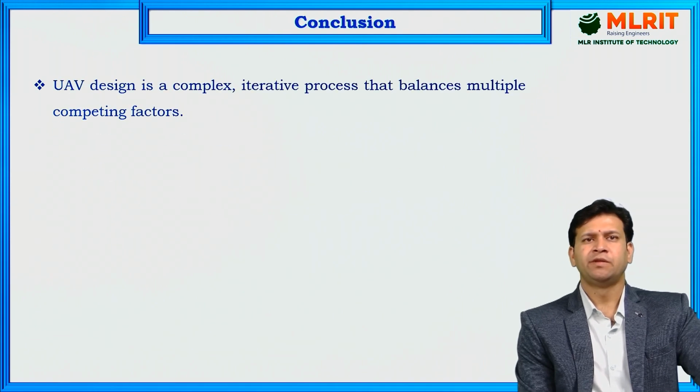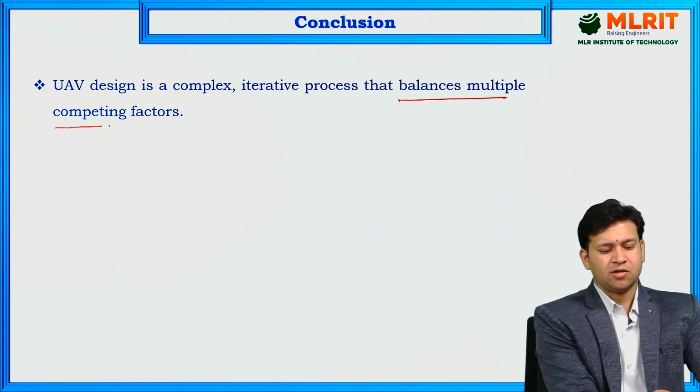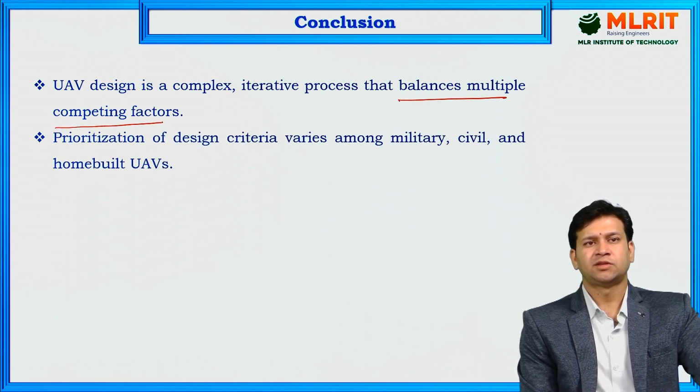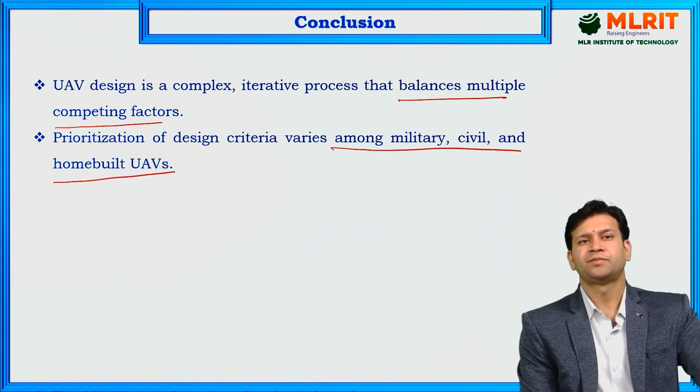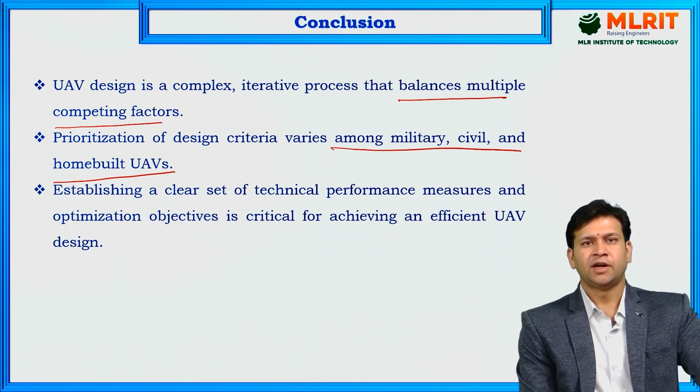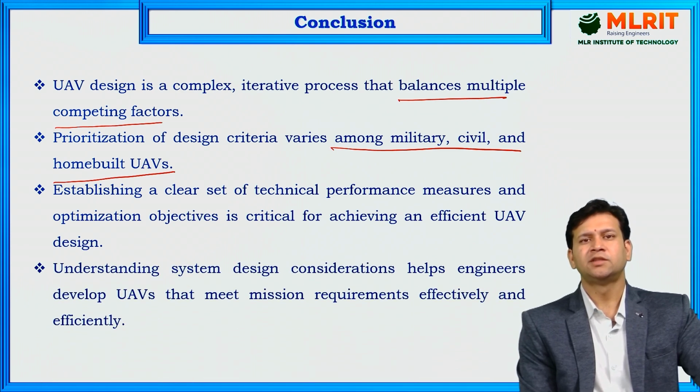Conclusion. UAV design is a complex iterative process that balances multiple competing factors. Prioritization of design criteria varies among military, civil, and home-built UAVs. Establishing a clear set of technical performance measures and optimization objectives is critical for achieving an efficient UAV design. Understanding system design considerations helps engineers develop UAVs that meet mission requirements effectively and efficiently.